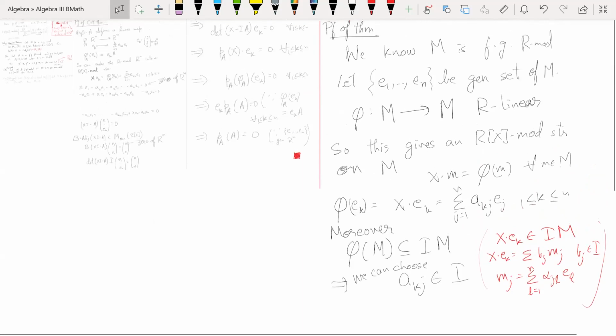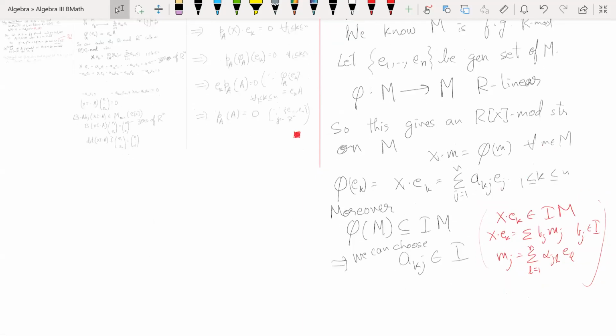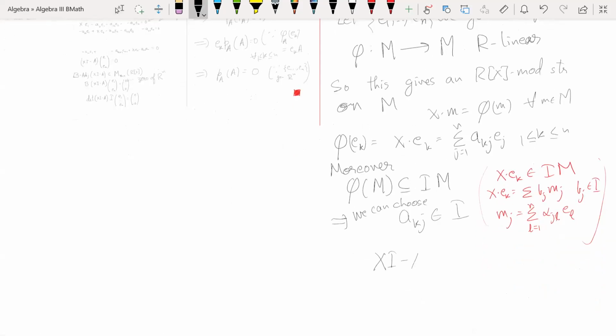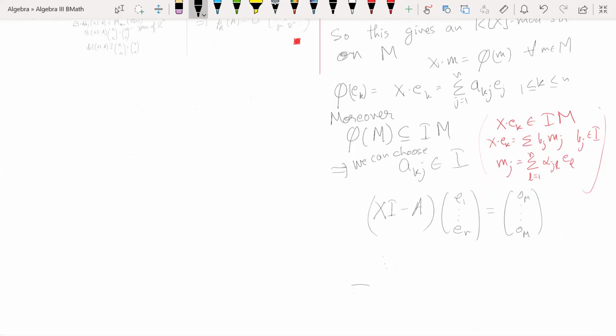So we get this. Now you just apply the same algorithm. What you get is xI minus A times this vector of entries in this module is going to be zero. This implies the determinant of xI minus A, that matrix has a name, P_A of x, which is basically the determinant of this. Dot e_k is zero for all k between 1 and n.